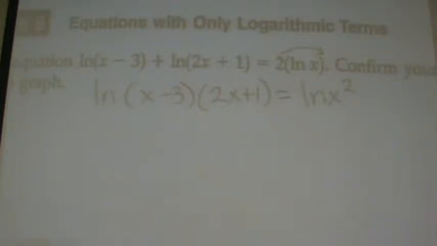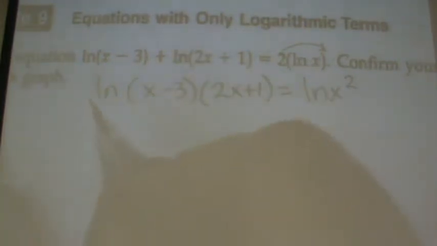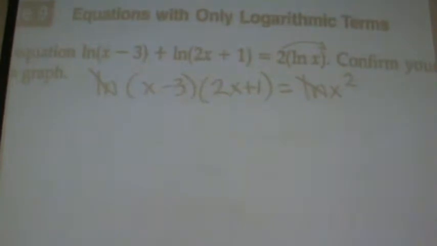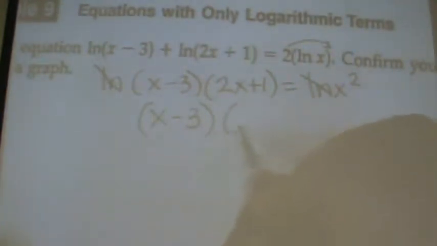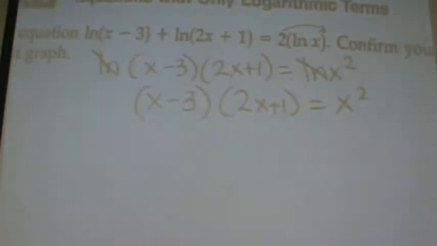Now, what you can do, see this? You have an ln here and an ln here. That's that 1-to-1 property. You can cross these out. So see this ln? You can cross both of those out. So think of it like dividing both sides by ln. So what you have here is x minus 3 times 2x plus 1 equals x squared. All we crossed out were the ln's.